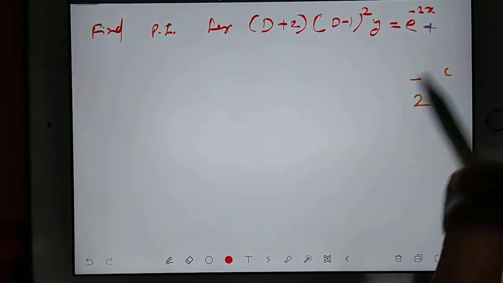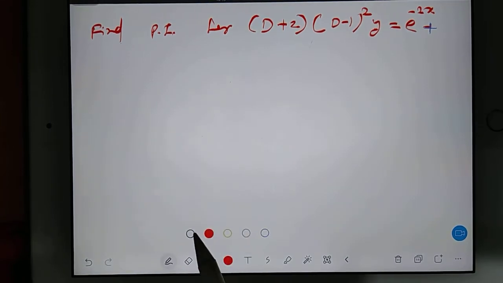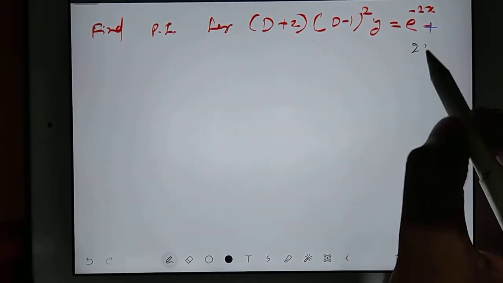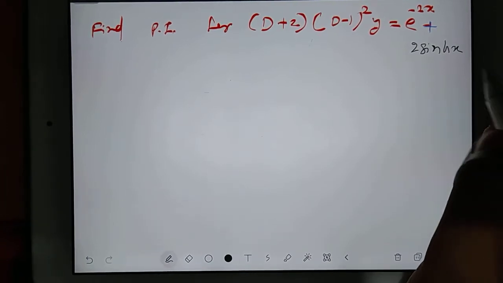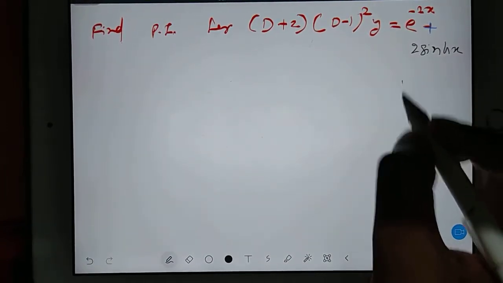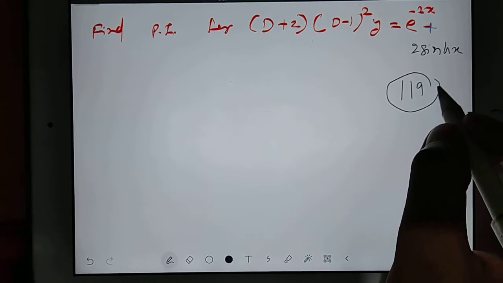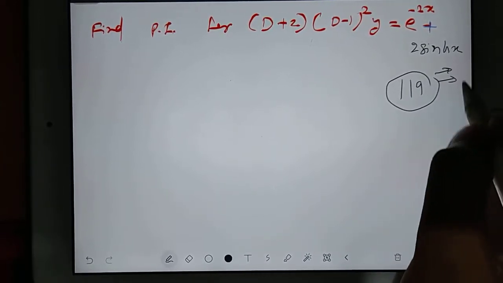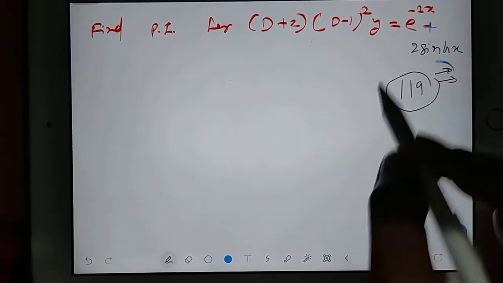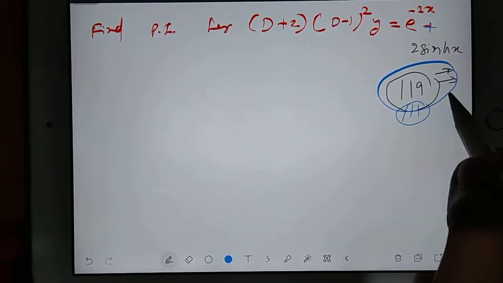Okay, guys. So here we have 2 sinh x. And I will tell you, we are 119 now. And you see the strength in the live class. They are all watching. But you know what the beauty is? This is the beauty of having recorded videos.